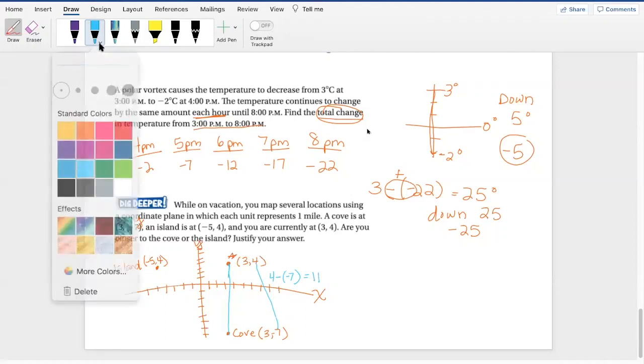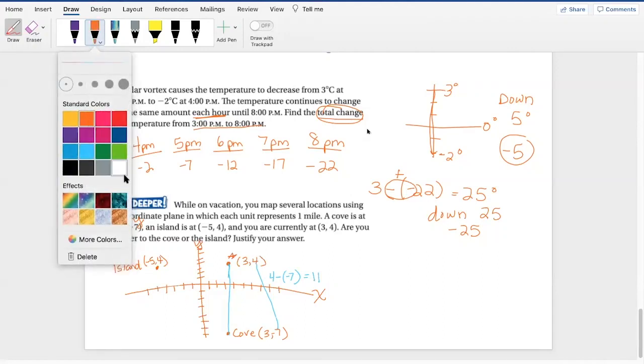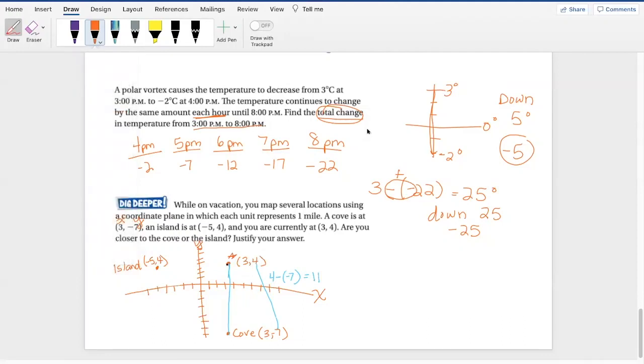And then if I do the same thing with the island, how far am I over from the island? Well, now I'm looking at my x-axis. So from -5 to 3, I would go 5 spaces and then 3 more. That's 8 units. Or 8 miles, really, because they said 1 unit is a mile. So 8 or 11, I am closer to the cove. No, I'm sorry, closer to the island, because that's only 8 units. The cove was 11. So I'm closer to the island.